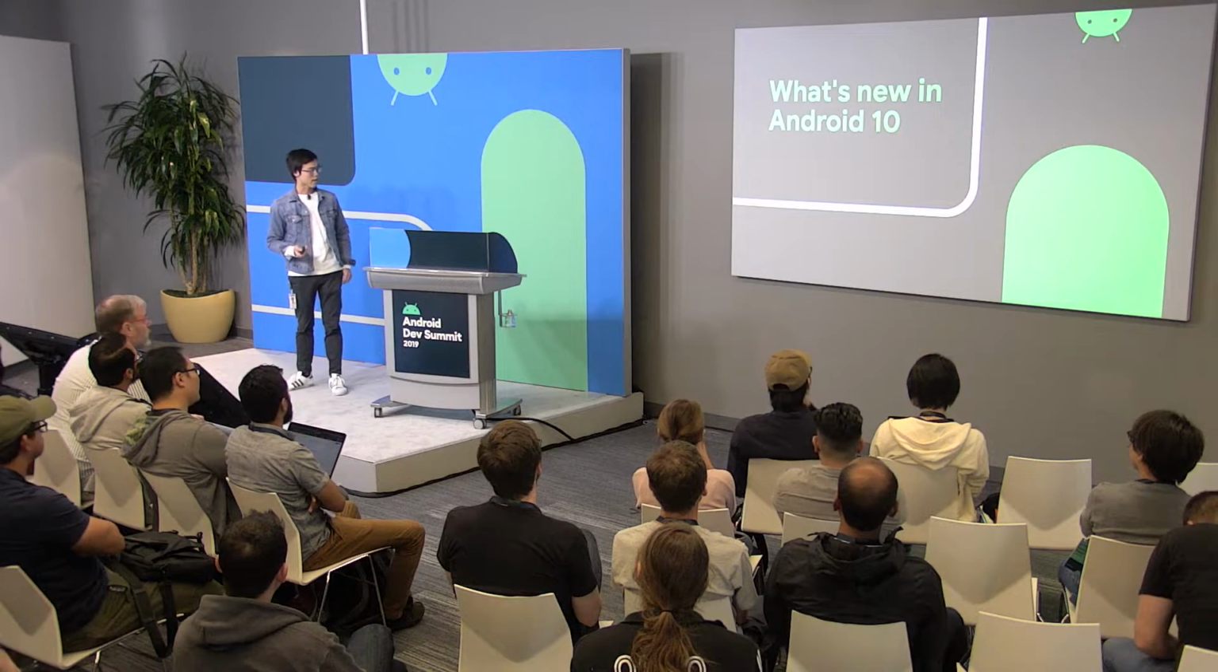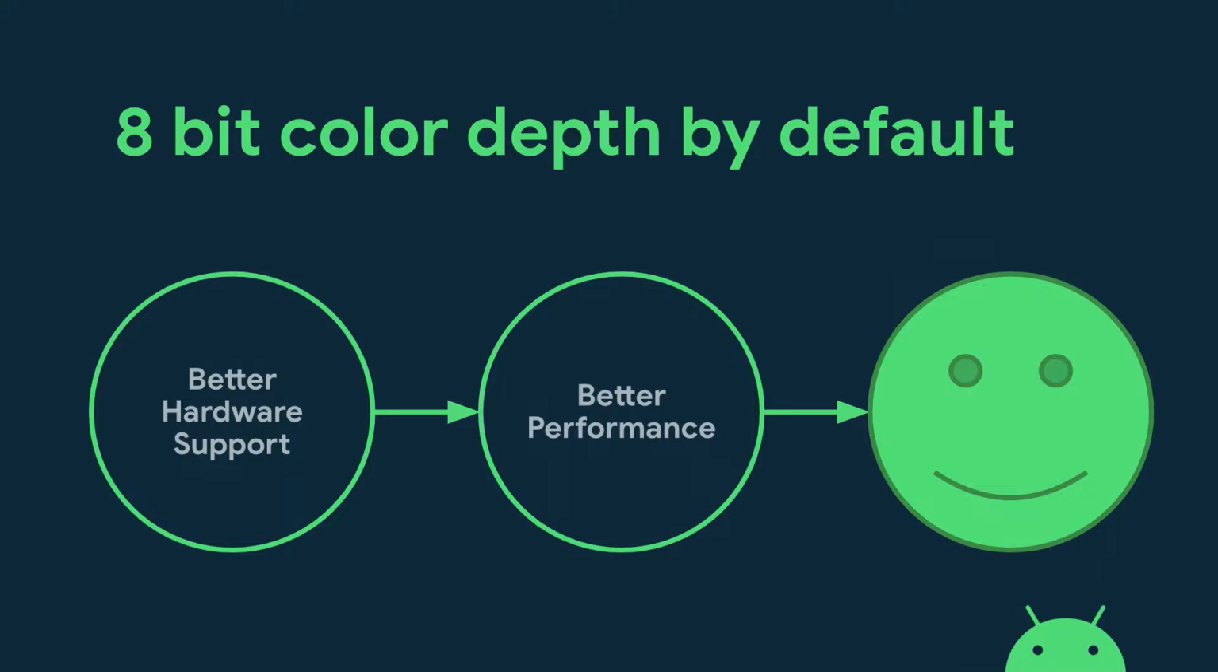The first thing I would like to mention is what's new in Android 10 in terms of wide color gamut. We changed the default color bit depth from 16 bits per color channel to 8 bits by default, which has better hardware support and hence better performance, so that you won't drain the battery when you adopt wide color gamut in your application.